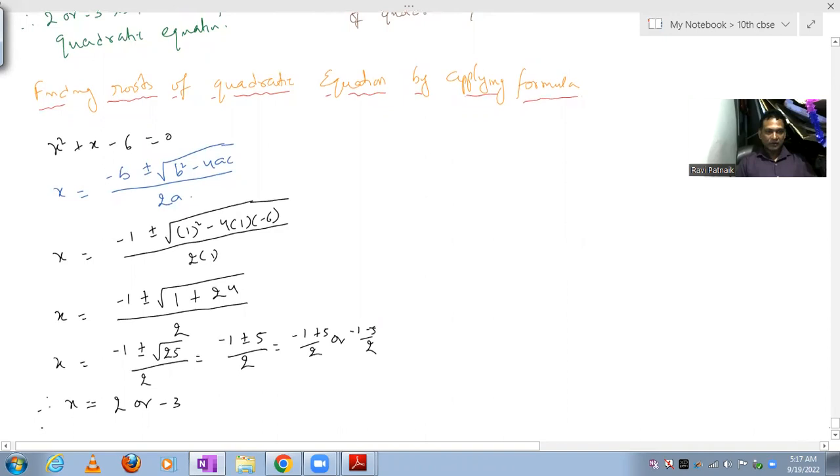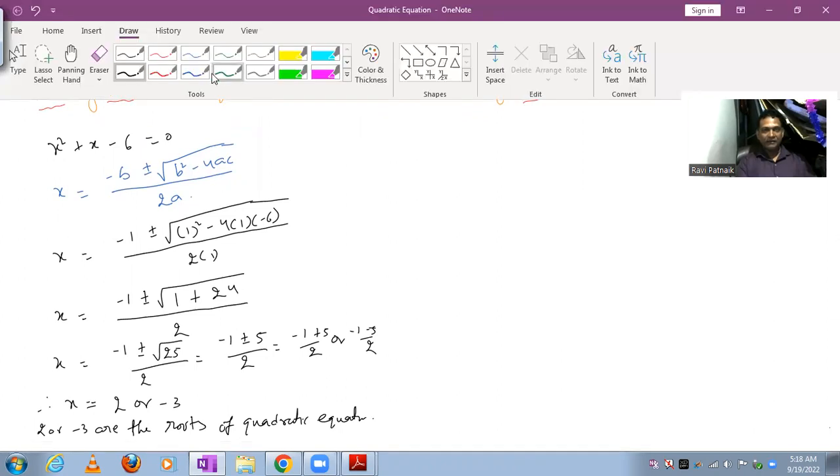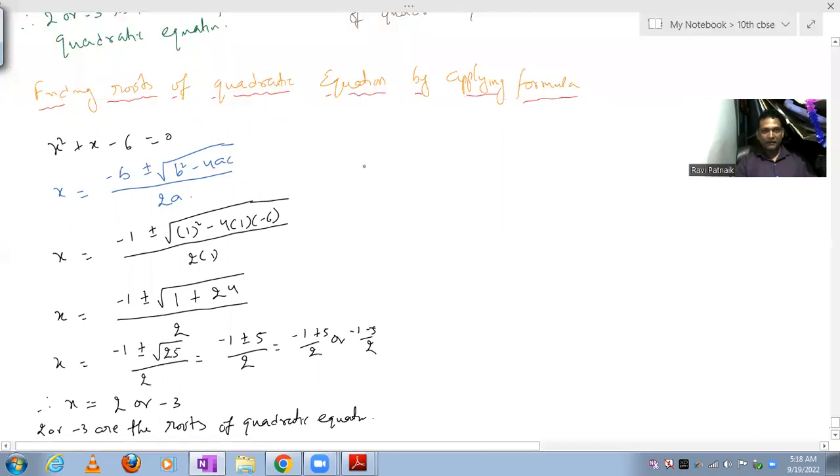2 or minus 3 are the roots of the quadratic equation. This is by using the formula. Okay, let's do another sum which I did before. That is 2x squared minus 5x plus 3 is equal to 0.